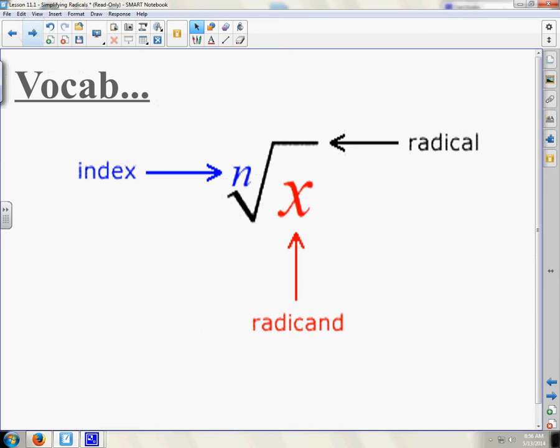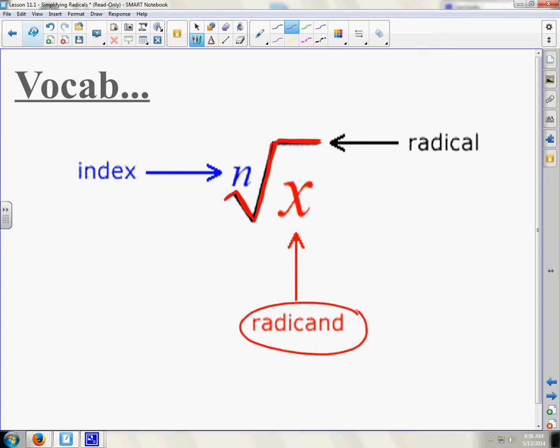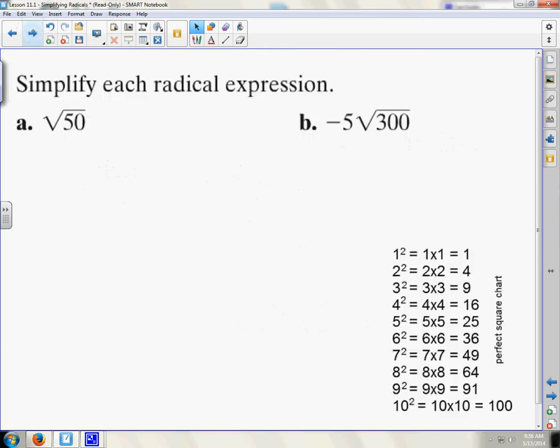So let's take just some little vocab to remember. The radical is actually the square root symbol. That is the radical. So make sure you write this in your notes. The radicand is whatever is under the square root, and the index is the number. We're pretty much just sticking with squares, not cube roots, but you will see cube roots in the future. So make sure you have this written down.